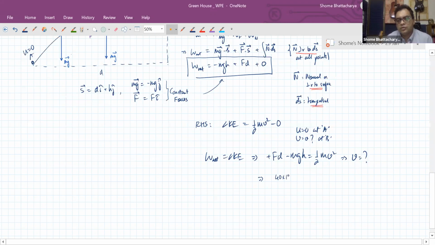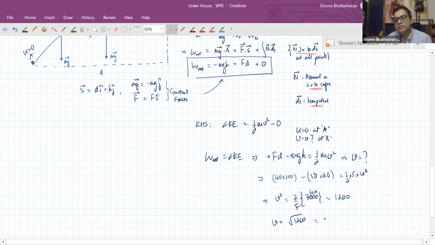40 into 100 minus 50 into mg is 50 into 20, is equal to half into 5 into v square. So v square is becoming 2 by 5 into 4000 minus 1000. So that's 3000. So that's 1200. So v is equal to square root 1200. So that is 20 root 3 meters per second.